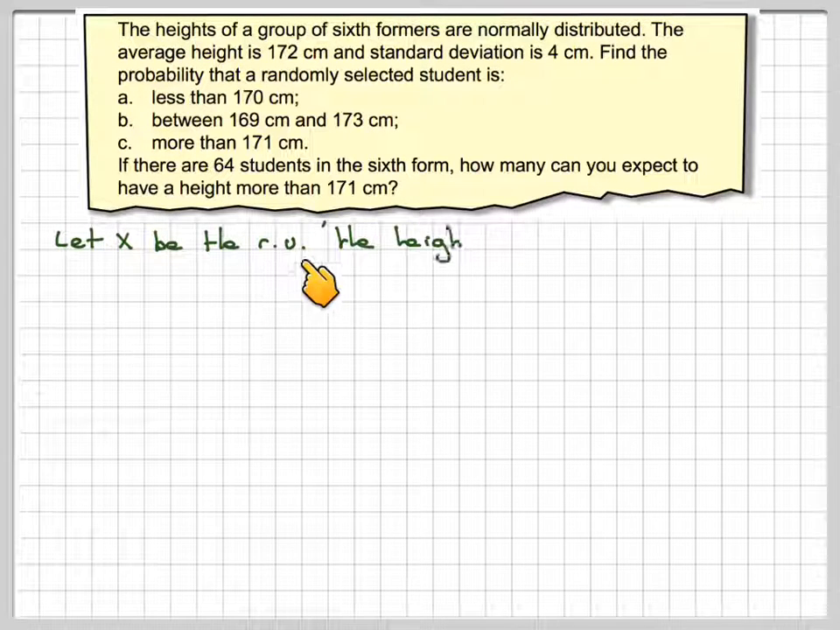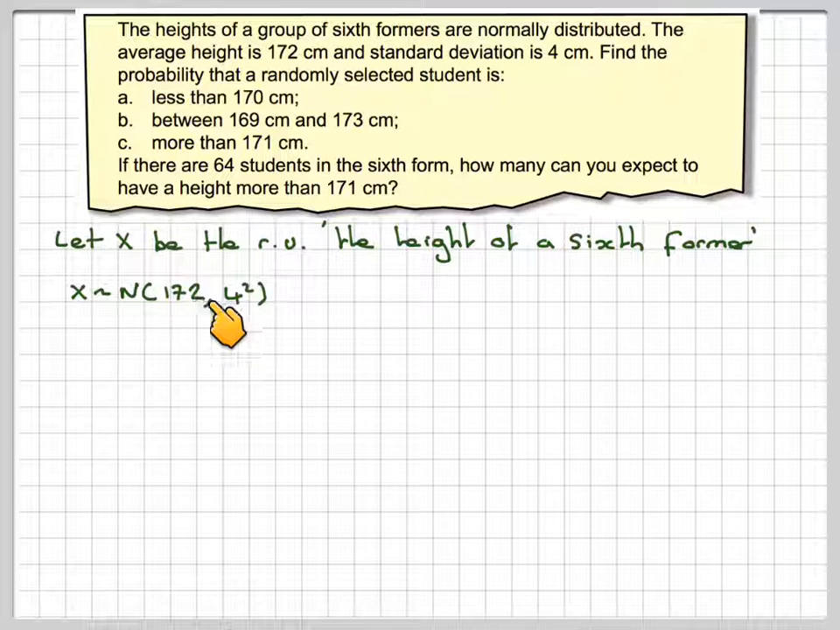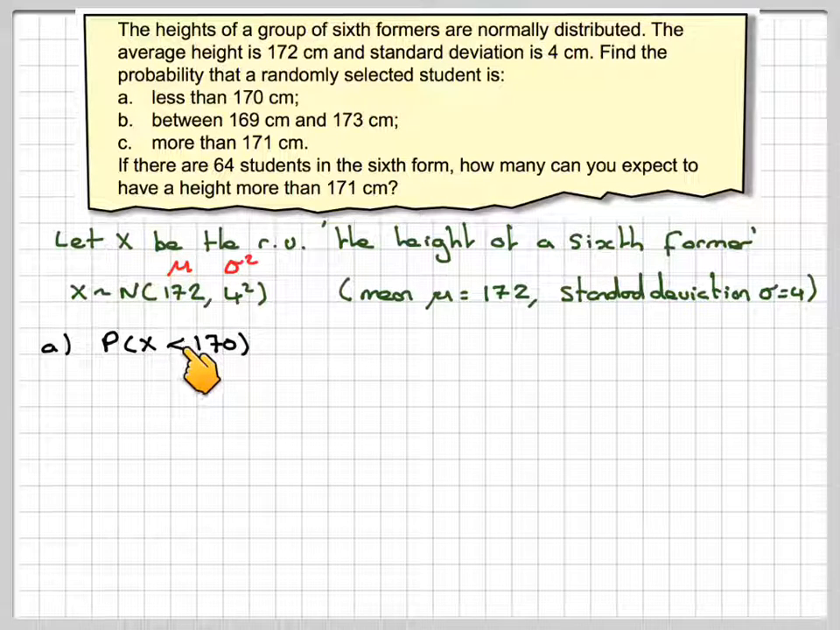So if we let x be the random variable, the height of a sixth former, then x is normally distributed with a mean of 172 and standard deviation of 4, or variance of 4 squared. These are the mean and the variance. The variance is the standard deviation squared. So the mean mu is 172 and the standard deviation is 4, and these are the two values we need for our GDC. In the first case, we're asked to find the probability that the height is less than 170. So we want the probability that x is less than 170.